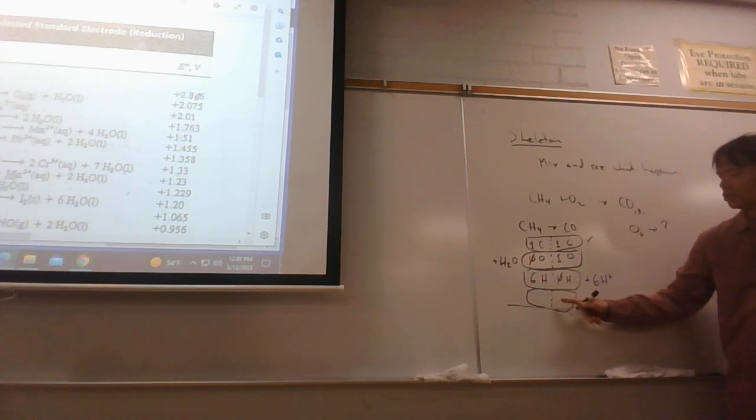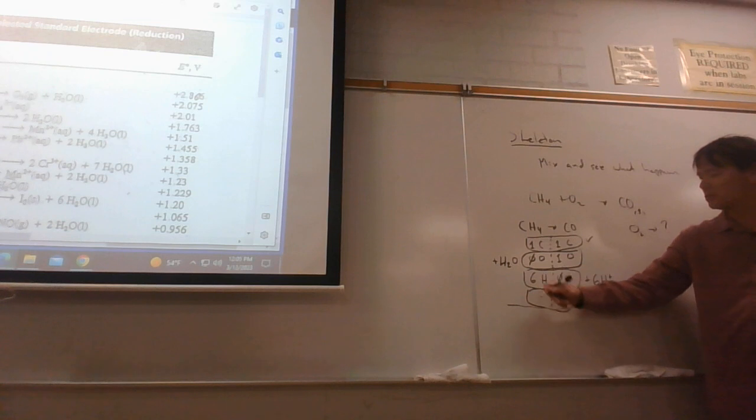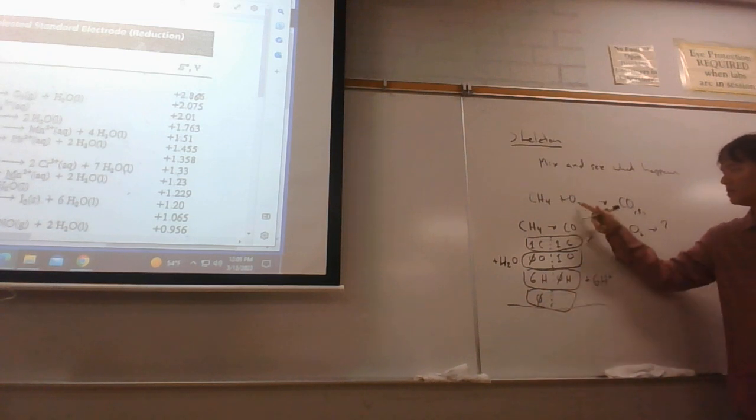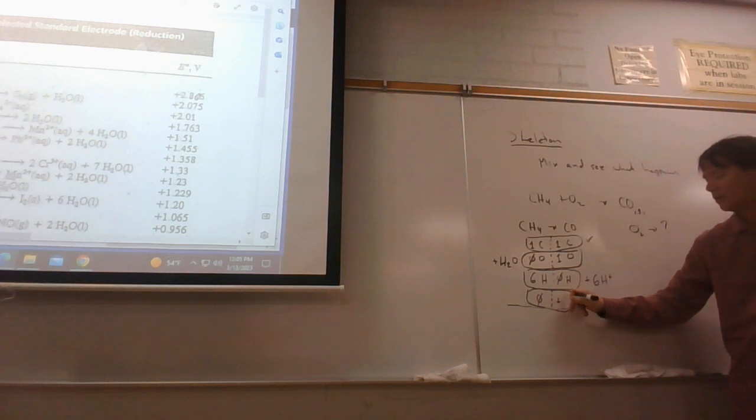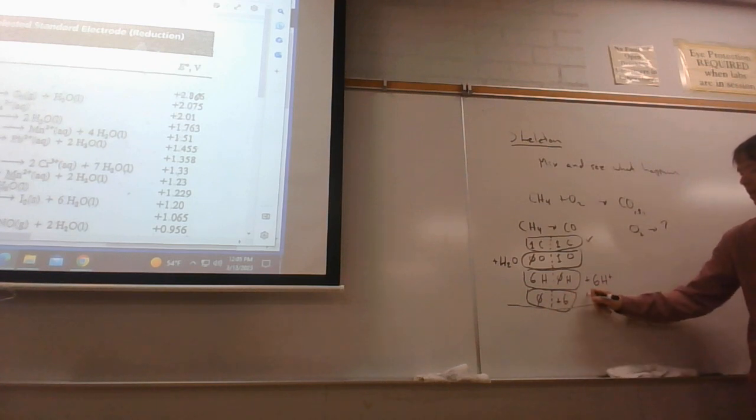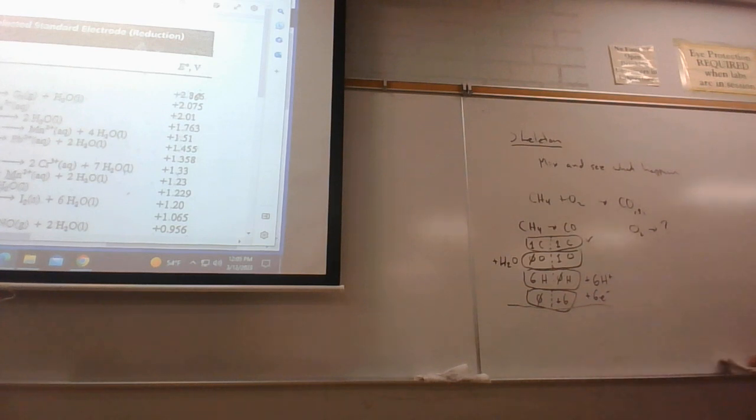And so the charge on the left, 0 and 0, gives me 0, and then 0 for carbon monoxide and plus 6 means I need how many electrons? 6 electrons. And so what I end up with is the balanced half reaction. So I'm going to have CH4 plus H2O yields CO plus 6H+ plus 6 electrons here.